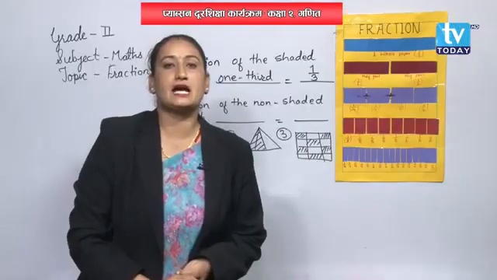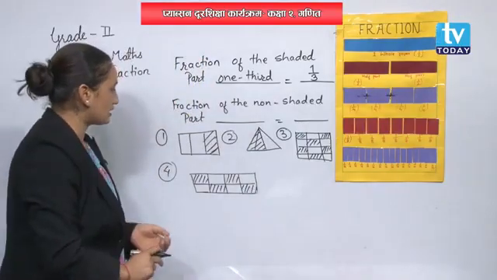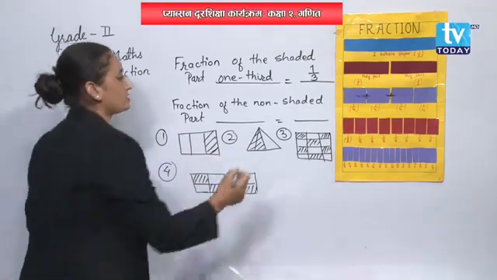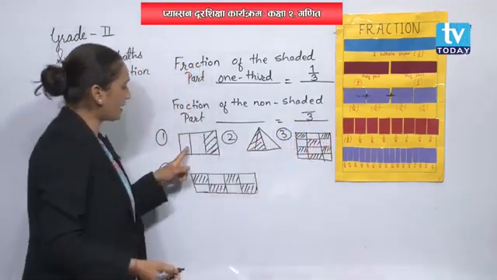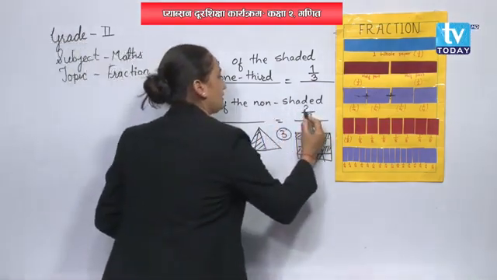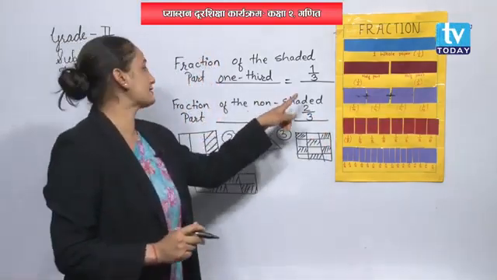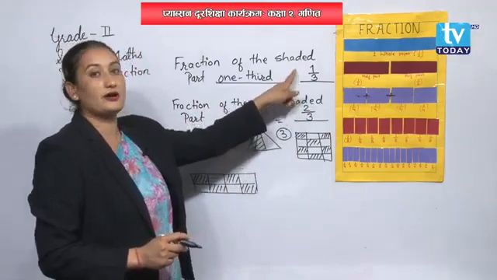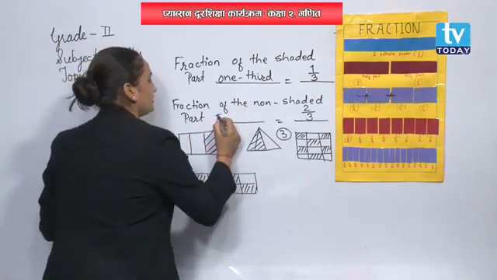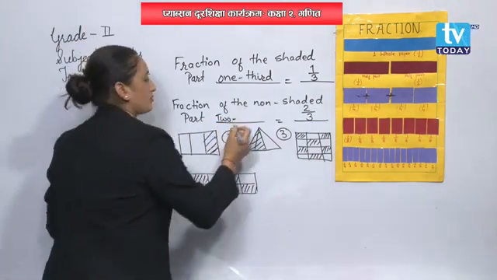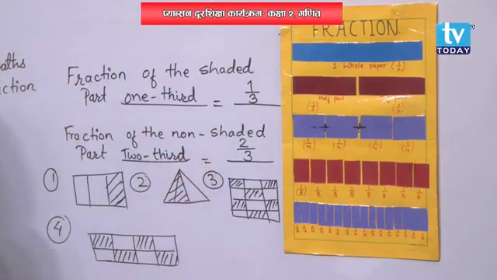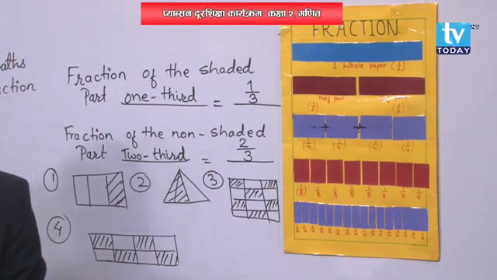How many parts are non-shaded over here? Can you guess it and tell me? Altogether 3 parts are there, so write down 3 as the denominator. And how many parts are not shaded? 2 parts. So write 2 at the top. This is the fraction of the non-shaded part, and that is the fraction of the shaded part, right? So we have to write 2/3. 2/3 part.